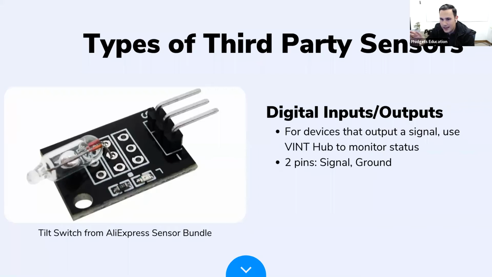So very similar to the analog sensors. The only difference is that you only need 2 pins here. There are 3 pins because these are very inexpensive sensors that aren't very high quality, so they just use the same header. But essentially you only need 2 pins. You just need a signal and a ground. And again, this is something that you would connect directly to your Vint hub to be able to monitor. We'll be showing this in a second, but that's the second type: a device that outputs a digital signal that your hub can then read.